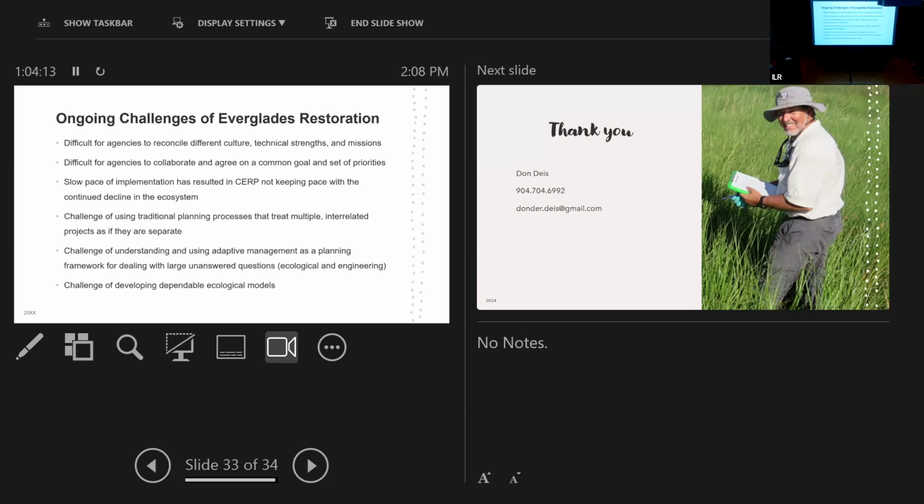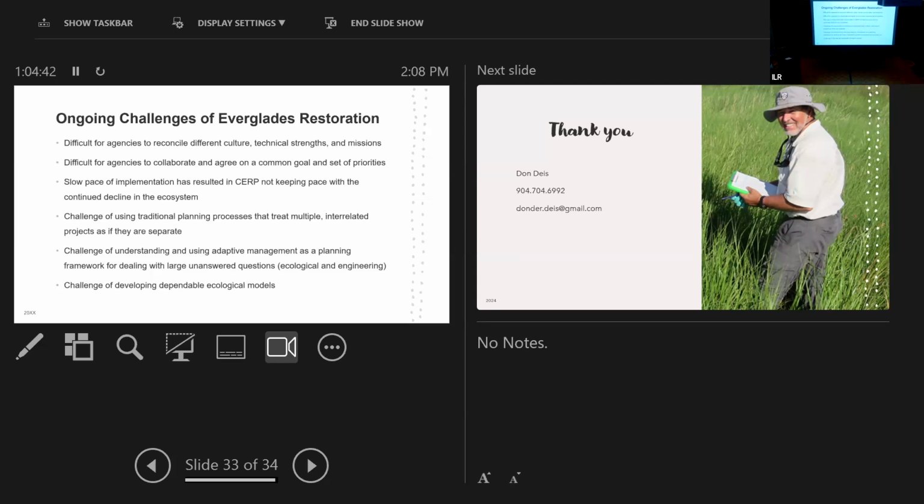The challenge of using traditional planning processes that treat multiple interrelated projects as if they're separate. This is core mentality to the max. They cannot think outside the box. They cannot get outside of their planning process. They get so involved in the planning process that they can't see the whole picture of where we're going.